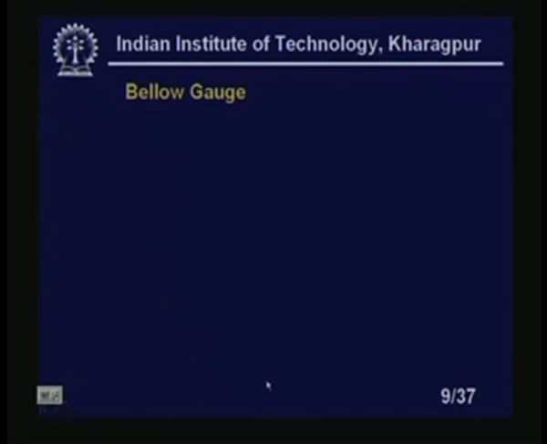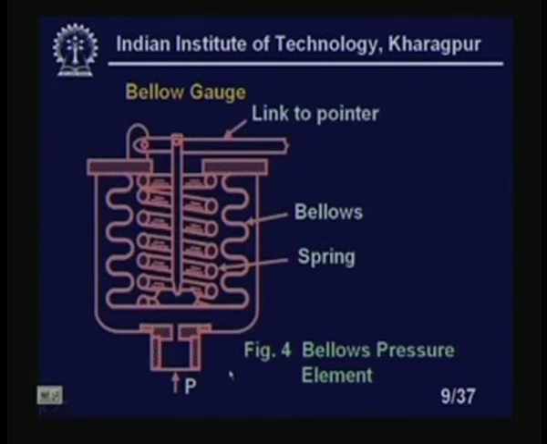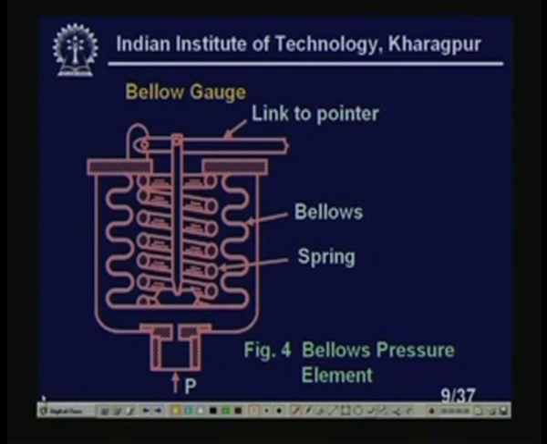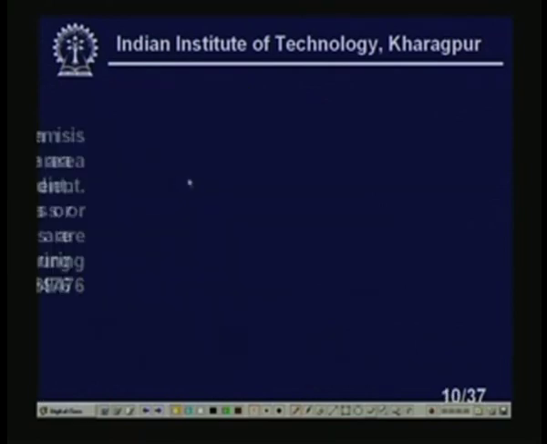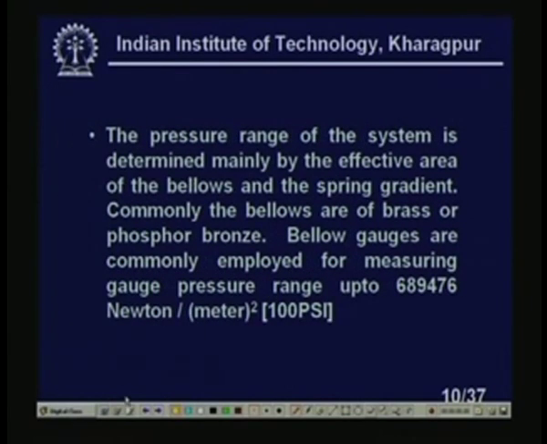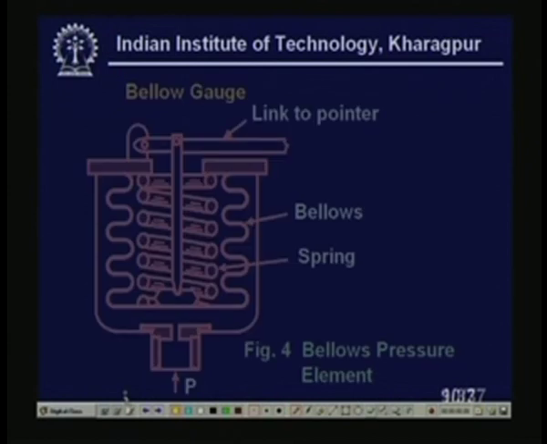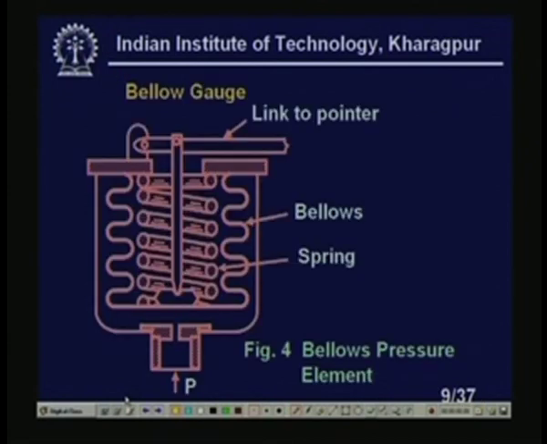bellow gauges. Bellow gauges are very widely used. You see what will happen here. So you see here we have a bellows. Now, what will happen? You see, this is a closed end. It is closed from all sides.